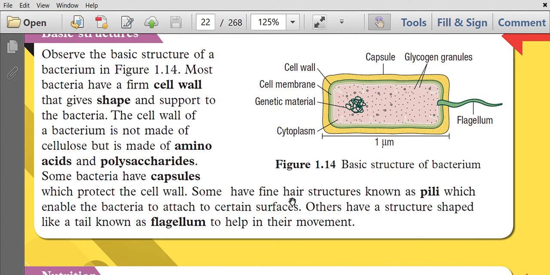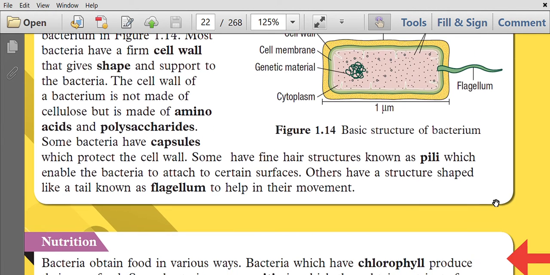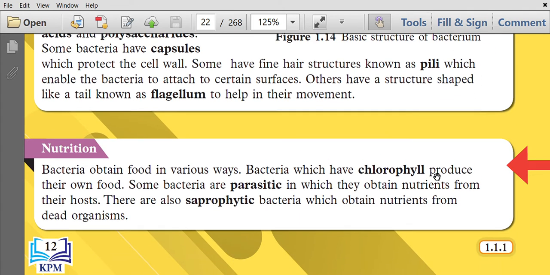Some bacteria have capsules which protect the cell wall. Some have fine hair structures known as pili, which enable the bacteria to attach to certain surfaces. Others have a structure shaped like a tail known as flagellum to help in their movement, untuk membantu dalam pergerakan. Okay, flagellum. Pili ni macam bulu lah, ya. It looks like tiny hairs.